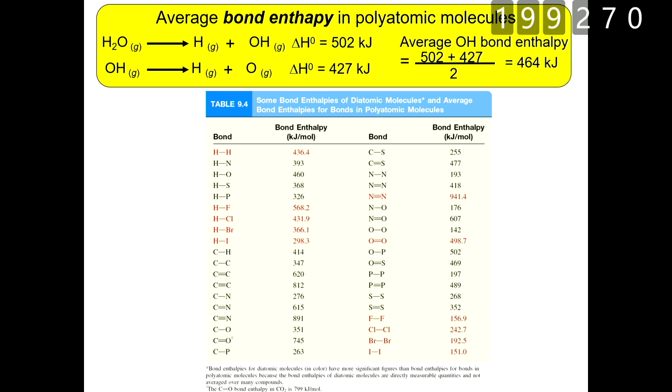If we break the first one, you need energy of 502. And then the second one you need 427. So basically we can calculate the average O-H bond enthalpy, and it is 464. We can see that we need to break the O-H bond two times, and for these two times the energies are a little different.